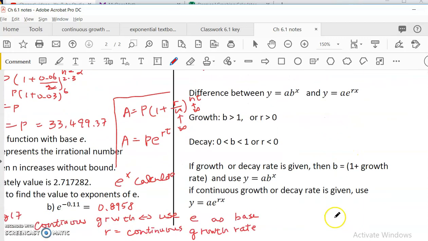Remember to recognize what is given. If they tell you a growth or decay rate but not continuous, you would use the a b to the x model, with b equal to 1 plus the growth rate, or b equal to 1 minus the decay rate. It depends on what they give you. If they give you a continuous growth or decay rate, or a continuously compounding rate, then you use y equal to a e to the rx model. That is the main difference. Okay, so that's all of 6.1. It's quite long.